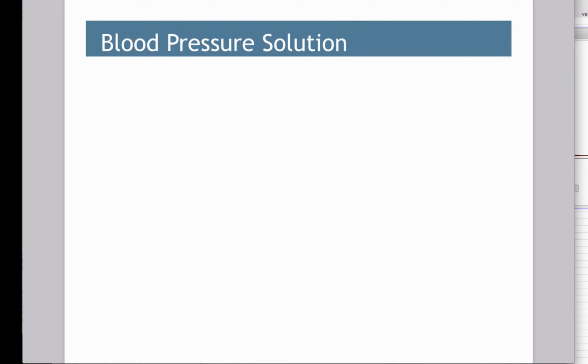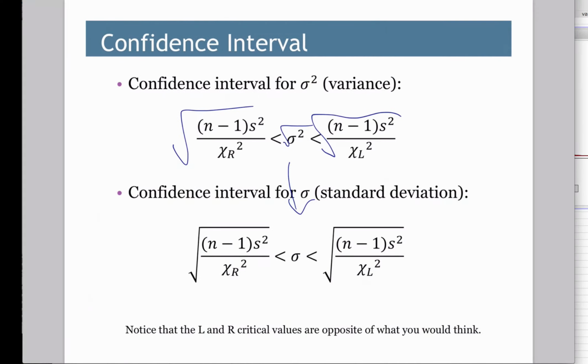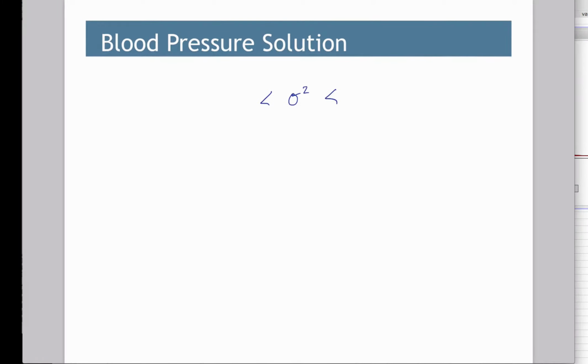And so then if I need the formula, they wanted the interval for variance. For variance, that would be sigma squared, and then that would be, what is it? Remember, it's right here. So (n minus 1) s squared over the critical value, but it's the opposite. It's actually the right-hand critical value, and then this would be (n minus 1) s squared over the left-hand critical value. And I do have all the values, so I could sub those into the formula.